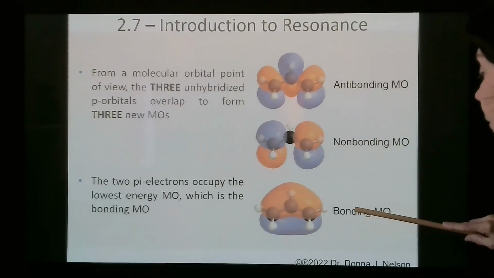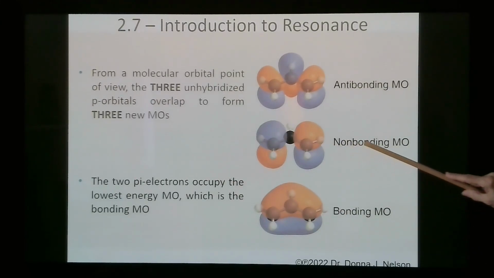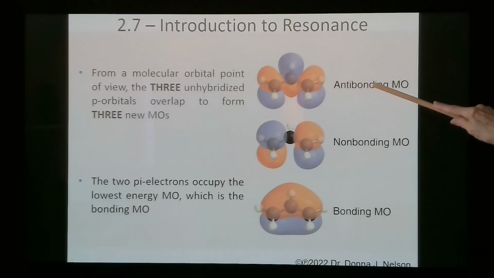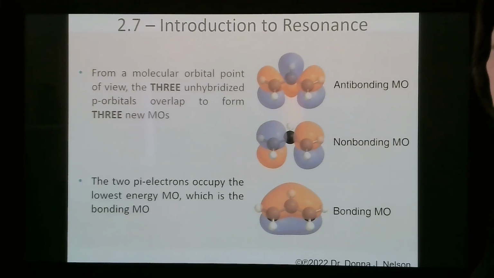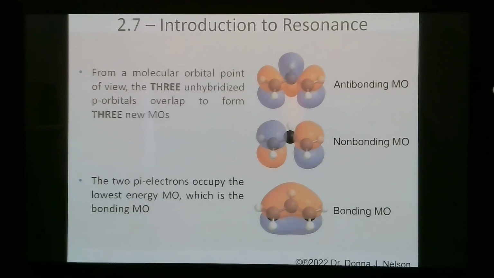So you can have, of course, up to 2 electrons occupy the bonding orbital, up to 2 electrons occupy the non-bonding, and you could have 2 electrons occupy the anti-bonding orbital. If you have electrons occupying the anti-bonding orbital, that will serve to destabilize the molecule. You'll start to break bonds. That's why it's anti-bonding. It will start to decompose. The bonds will start to break.